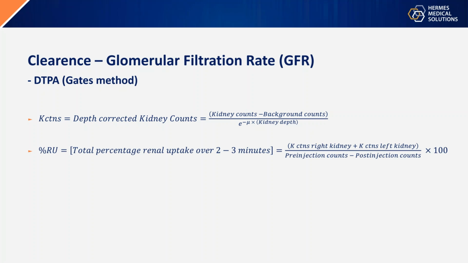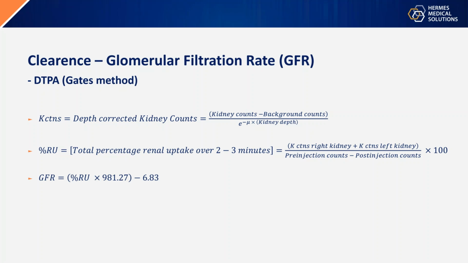we can estimate the total percentage of renal uptake over 2-3 minutes, which is what's usually used for the GFR in this case. We calculate the depth-corrected kidney counts for both left and right, and we add them together, and we normalize it to how much was injected. So basically, before and after injection, we note how much is left in the syringe, and we normalize to this. Very similar to how you do for SUV, where you also normalize to injected activity. And we multiply with a factor of 100 to get a percentage. And from there, with some constants, we can estimate the GFR.